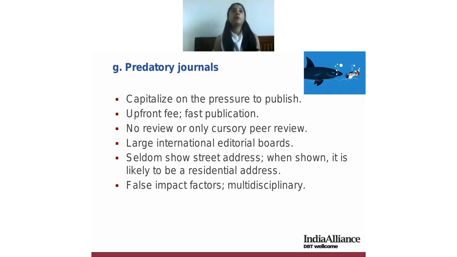You will see they will promise a very quick peer review or no peer review. They'll have very, very diverse, multidisciplinary topics. The website will look very strange, lot of errors and typos. If you look for the publisher details, you will not even find a proper address. It will probably be a residential address or something. What are these?